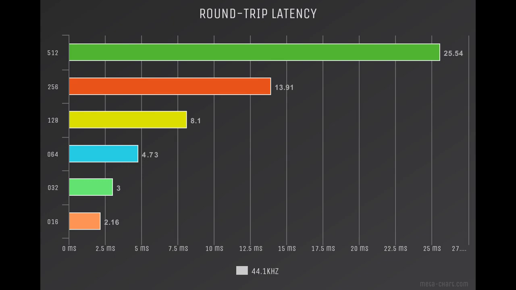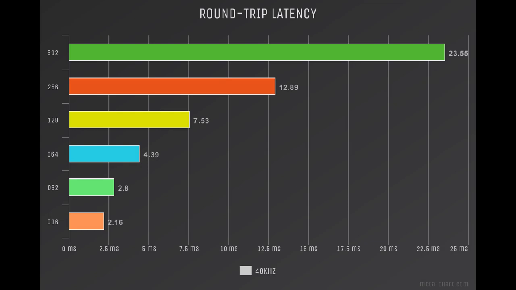Now, this is at 44.1. I will say the 512 buffer size is kind of wonky on this device. At 25.54, that should be closer to probably about 13. I believe the Scarlett Solo 3rd Gen was about 13 milliseconds. But everything starts to fall in line. At 256, 13.91; at 128, 8.1. At 44.1, that's going to be your sweet spot right there.